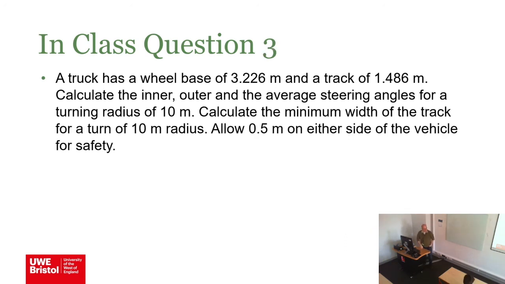Here we have a slightly longer wheelbase, and a track of 1.36. Do the same thing: calculate the inner, outer and average steering angles, and also the minimum width of the track, so the road or whatever, for a 10 metre radius. You want to allow half a metre on either side of the vehicle for safety. So how wide does the road need to be for this vehicle to negotiate that corner? Think about what's going on, where the limits are.